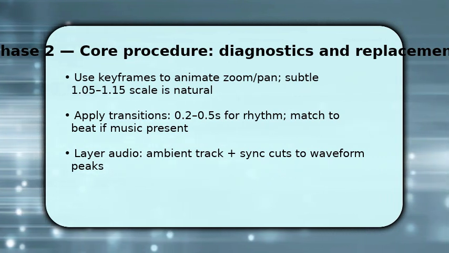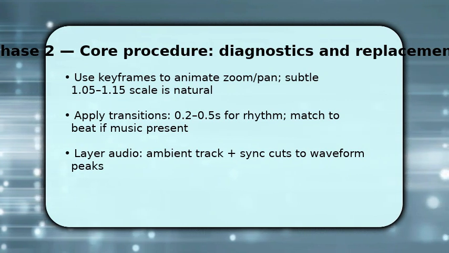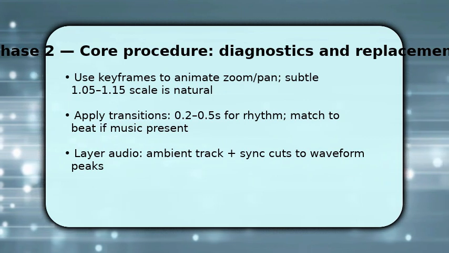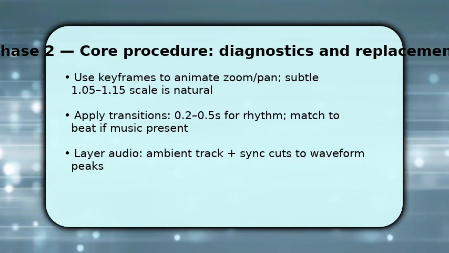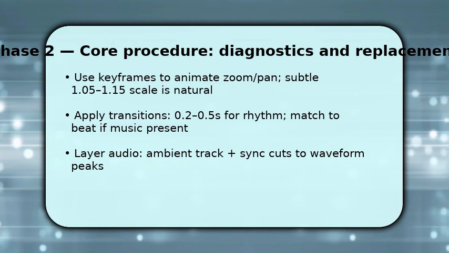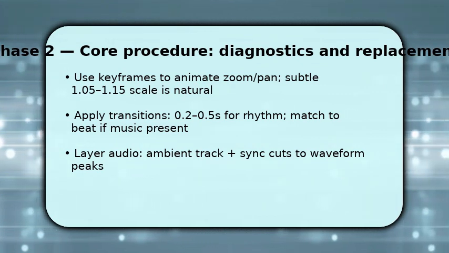Once done, place quick transitions of 0.2 to 0.5 seconds between photos to create rhythm and adjust them to the music waveform if you have a song. Also layer ambient audio beneath the main track and nudge cuts to align with strong beats.